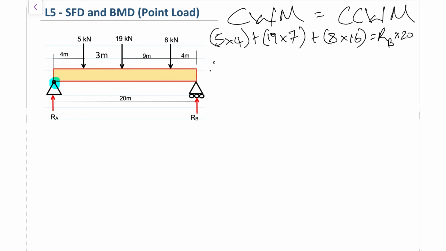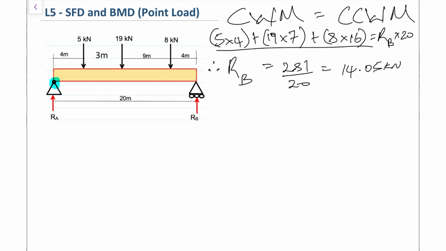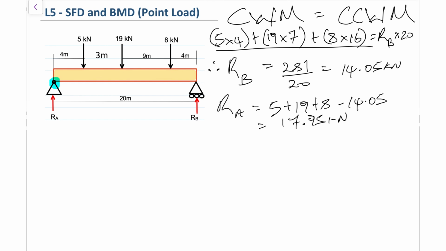Then just to go through the answer real quickly, RB would be equal to all of this bit summed. What that looks like should be 281 divided by 20, and that equals 14.05 kilonewtons. So we have our RB, and then to find RA, the vertical forces should be balanced. So everything that's going down, when we add them up, so 5 plus 19 plus 8, and we're taking away that 14.05, that's going upward, and then we're left with our answer for RA, which is 17.95 kilonewtons. So that represents our reaction forces.